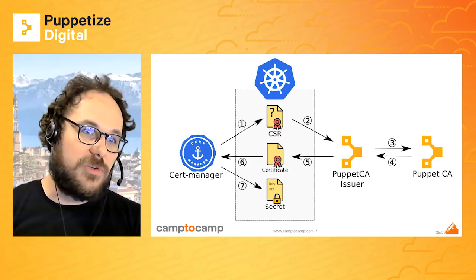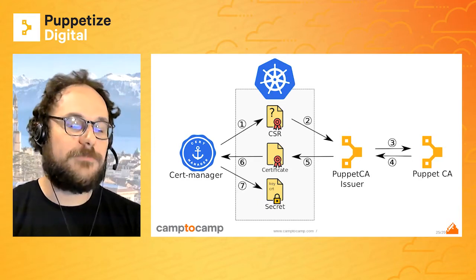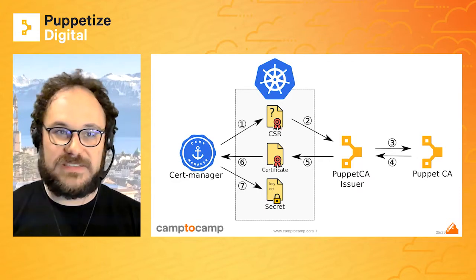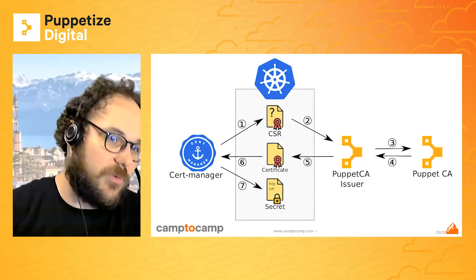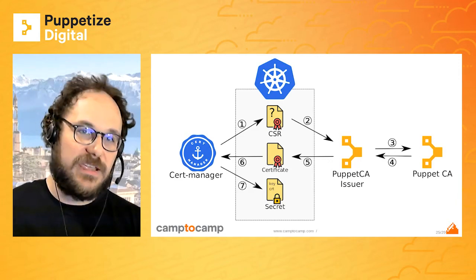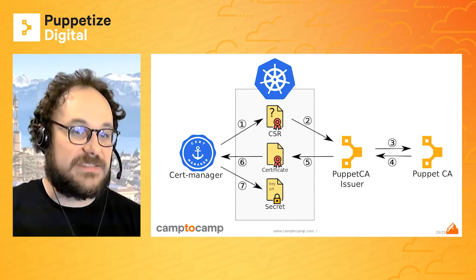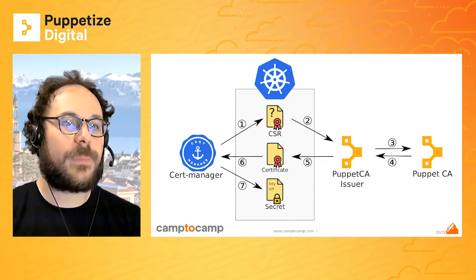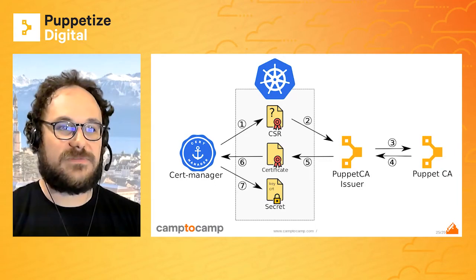And so we've created a new issuer that is called the Puppet CA issuer. And this new issuer plugs into the Puppet CA. So it's got a certificate that can connect to the Puppet CA and submit certificates and sign the certificates and retrieve them. But it's only this issuer that has this right.